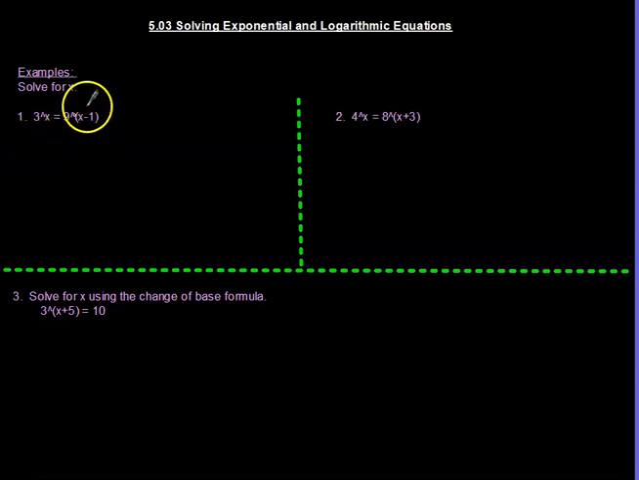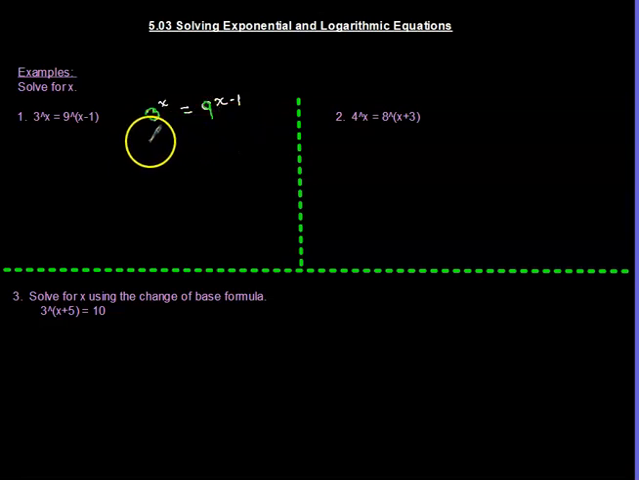Hi guys, so we're going to solve exponential and logarithmic equations given the three problems here. If you look at number one, I'm going to write it out just so you can see it a little better. So it's going to be 3 to the x power equals 9 to the x minus 1 power. If you look at the bases, which is 3 and 9, you want a number that you could raise to a power and get 3 and 9, but the bases should be the same.